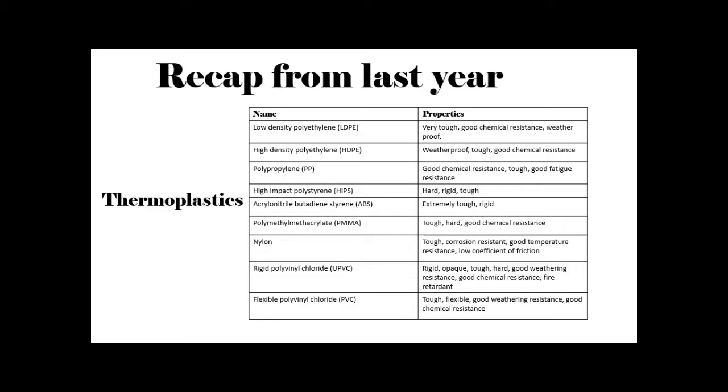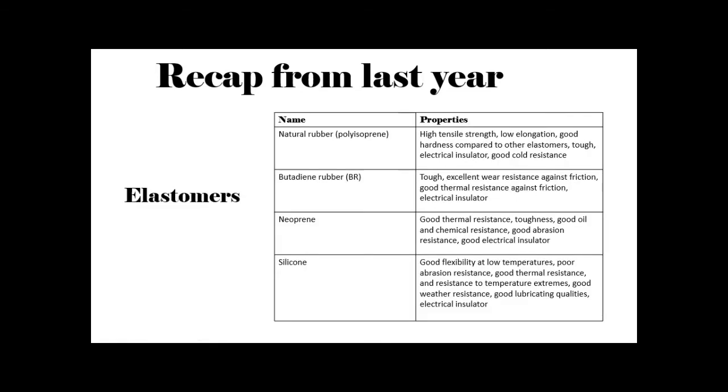So those are your thermoplastics. These are the ones that can be recycled under the right conditions. Your elastomers: you've got ones like natural rubber, with good tensile strength, tensile strength being the ability to pull the parts. Good hardness compared to other elastomers, it's tough, it's a good electrical conductor and has good cold resistance.